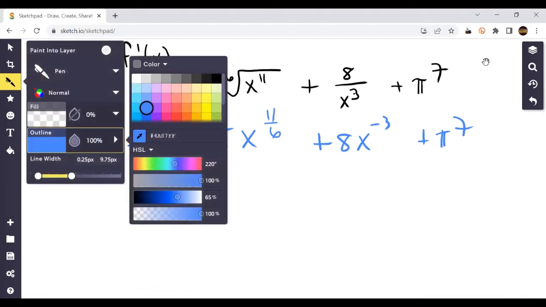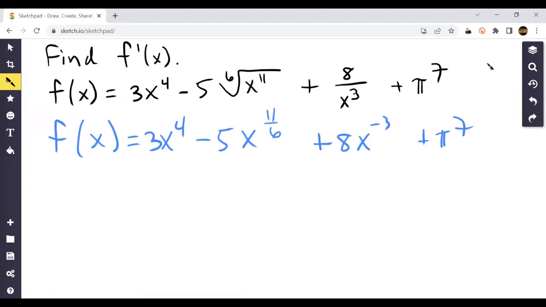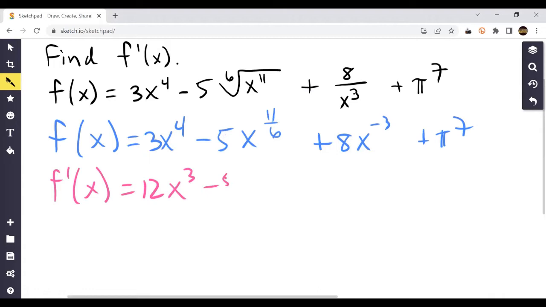So now to find the derivative, we will apply the power rule. So watch. We're going to go 4 times 3, and then we'll take 1 away from that power. Then we'll go this exponent times this coefficient. It'll be negative 55/6 x.